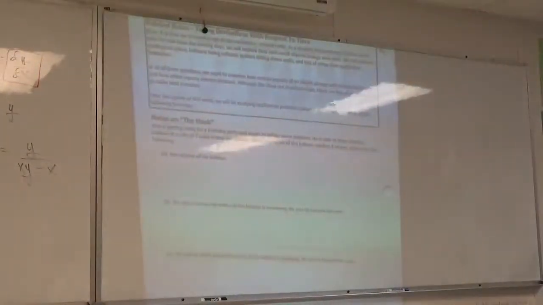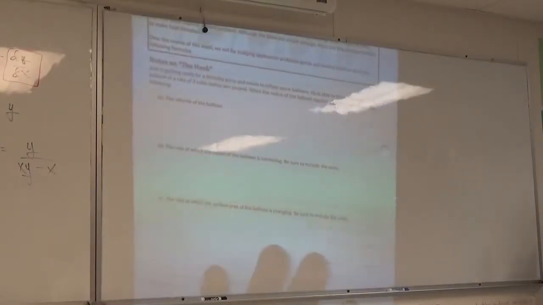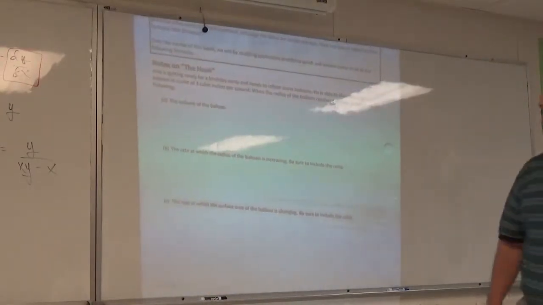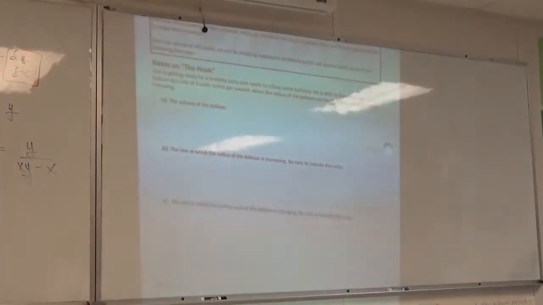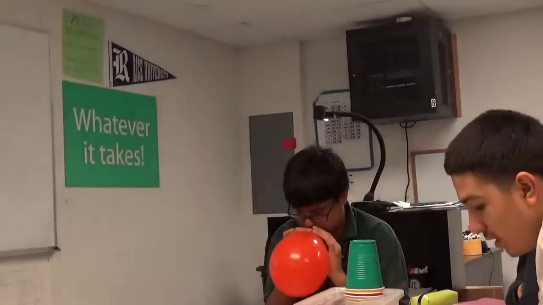Christian, blow into this balloon while Edgar reads the opening problem. Is this the box one? Yes. Jose is getting ready for a birthday party and needs to inflate some balloons. He is able to blow into the balloon at a rate of 3 cubic inches per second. Keep blowing, Christian. When the radius of the balloon reaches 4 inches, determine the following.